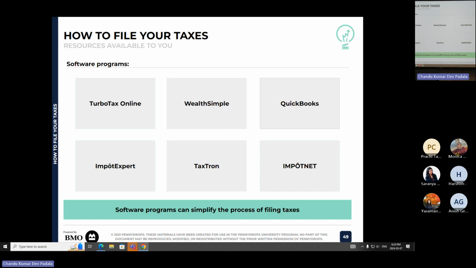Personally, I use TurboTax, but I've heard good things about Wealthsimple and QuickBooks as well. And there's a couple ones for Quebec taxes as well. So they're very helpful and they allow you to do your taxes pretty easily online.